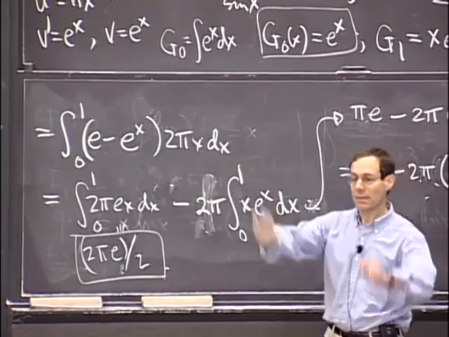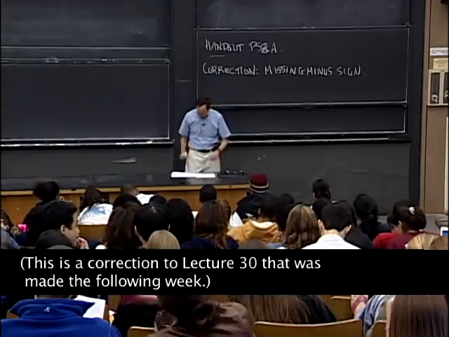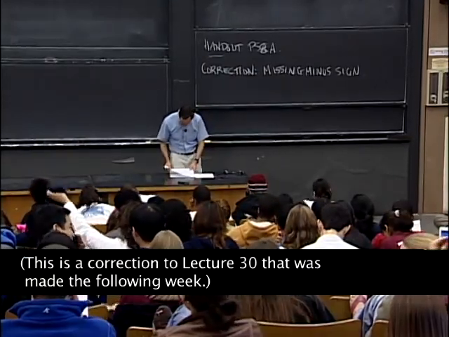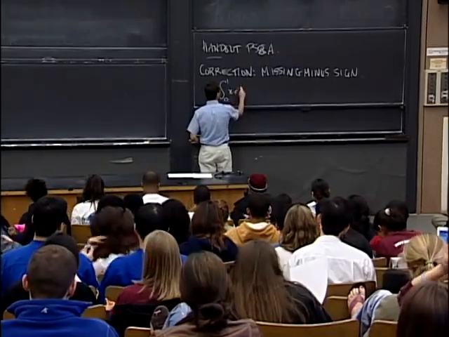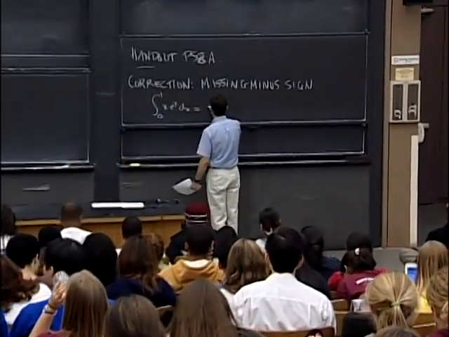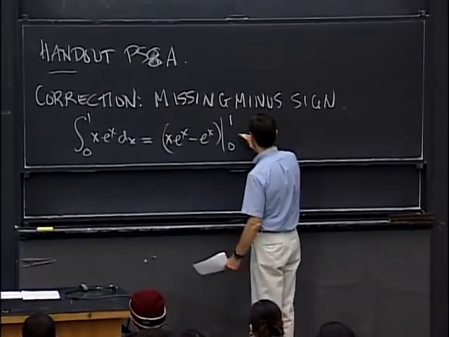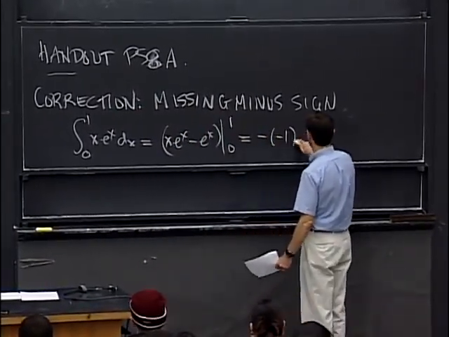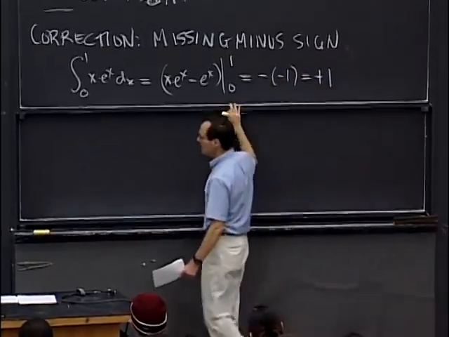All right, thank you. The correction is that there was a missing minus sign last time. When I integrated from 0 to 1 x e to the x dx, I had x e to the x minus e to the x, evaluated at 0 and 1, and that's equal to plus 1. I was missing this minus sign.